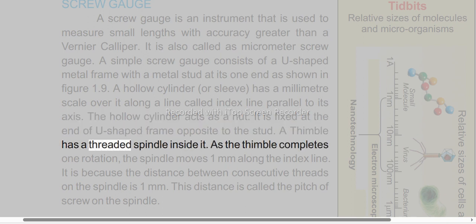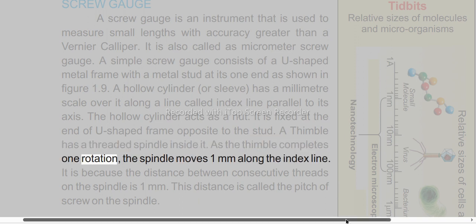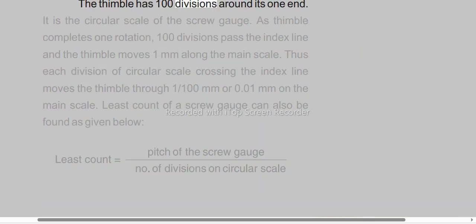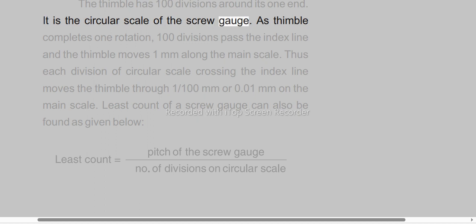A thimble has a threaded spindle inside it. As the thimble completes one rotation, the spindle moves 1 millimeter along the index line. It is because the distance between consecutive threads on the spindle is 1 millimeter. This distance is called the pitch of screw on the spindle. The thimble has 100 divisions around its one end. It is the circular scale of the screw gauge.